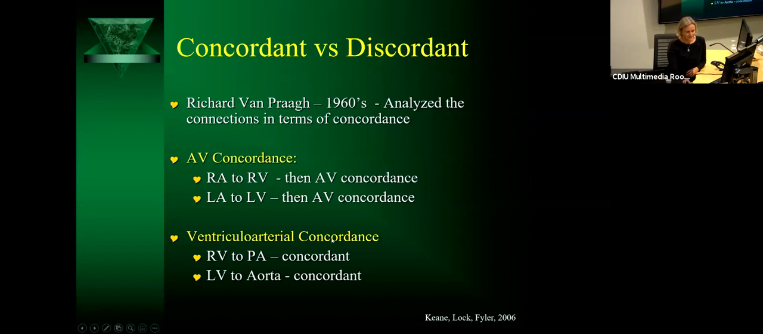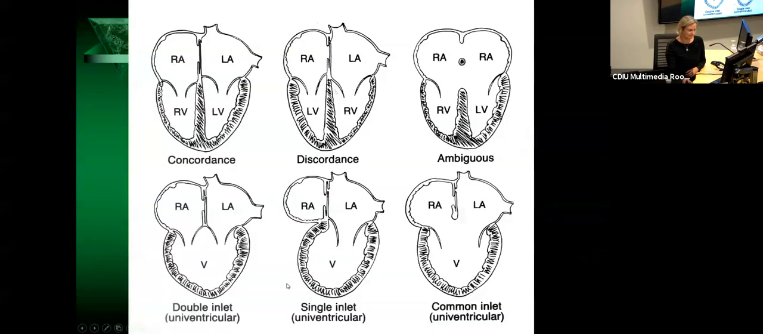In ventricular to arterial concordance, the RV goes to the pulmonary artery. That's concordant. We expect that. LV to aorta is concordant. We expect that. So here we have RA to RV, LA to LV, normal concordance. This is discordant. RA to LV, left ventricle is on the opposite side. LA goes to RV. That's what we call the CCTGA.